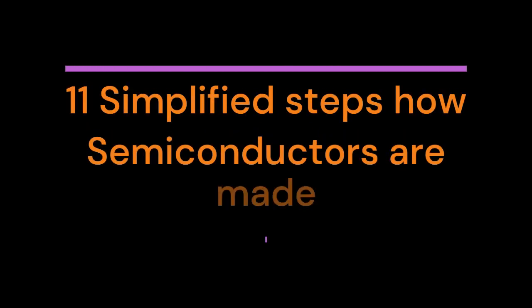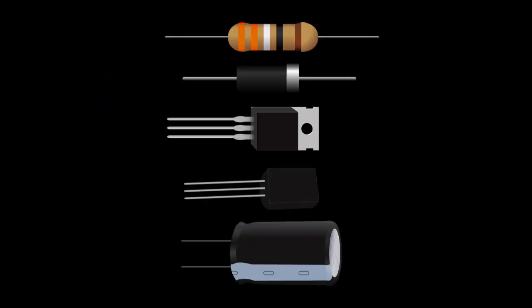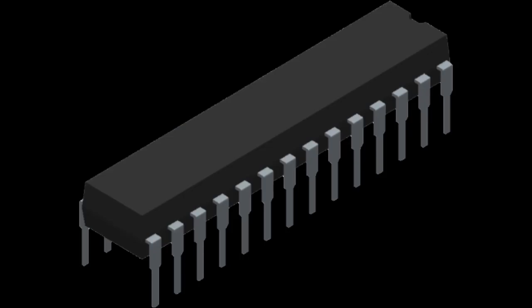Hello everyone, today we are going to explain how semiconductors are made. The manufacturing process of semiconductors involves several complex steps. Let's discuss 11 simplified steps of how semiconductors, specifically silicon-based integrated circuits, ICs, are made.